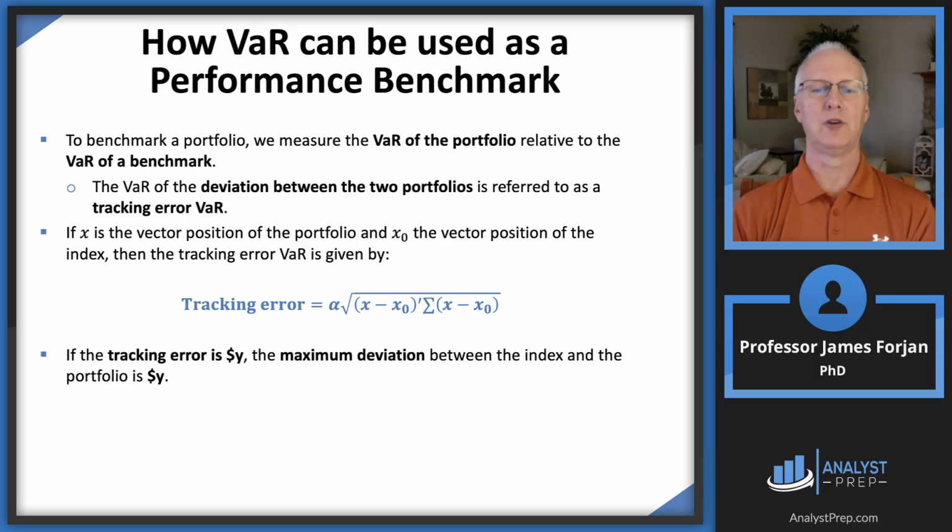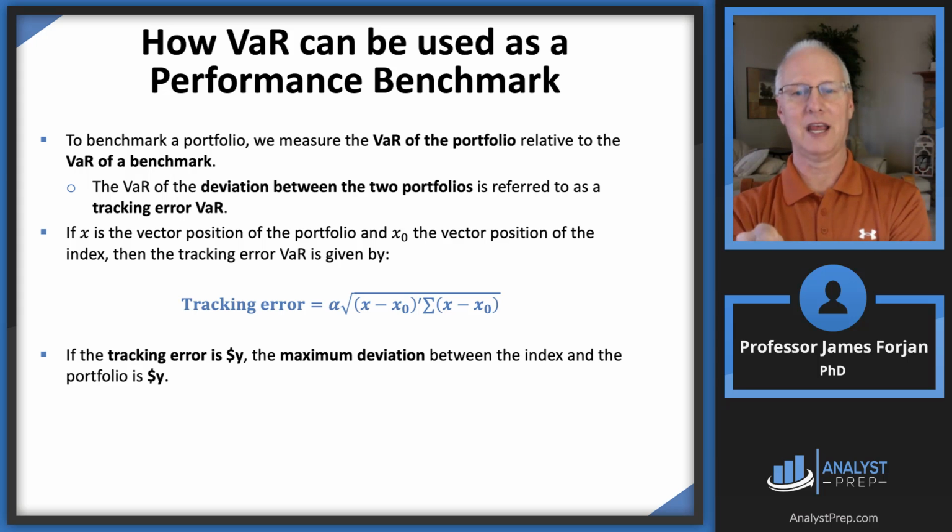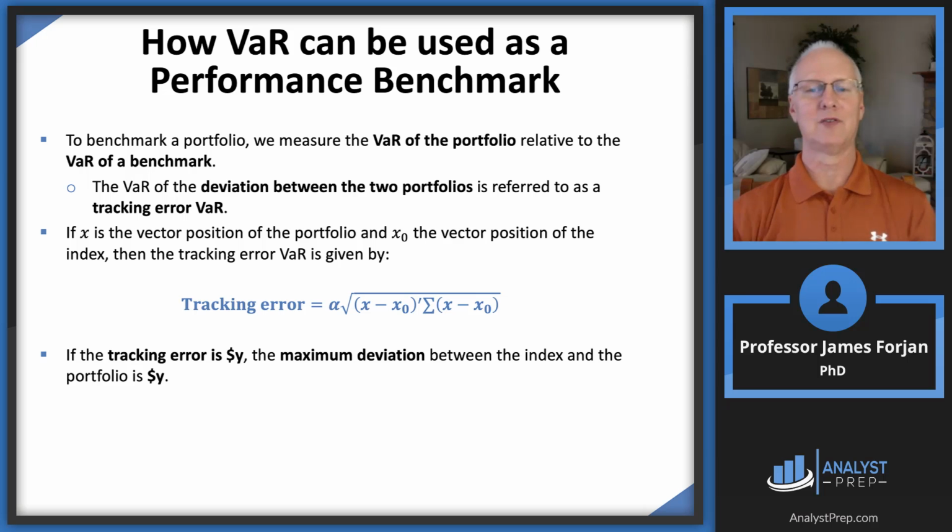There's a good equation. And notice in parentheses, there's the x minus x0. So that's going to be the difference between our portfolio and the benchmark. And then there's a little dash up there. And then there's the variance covariance matrix. And then there's that same x minus x0.